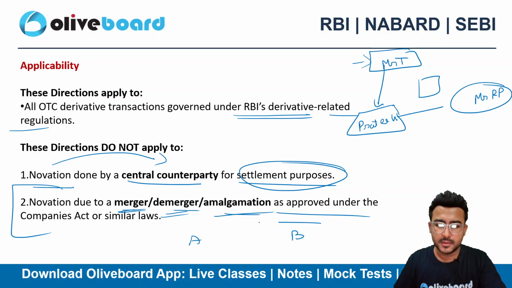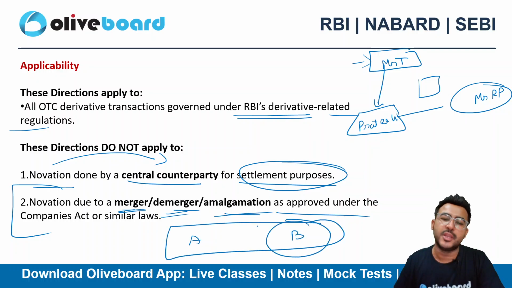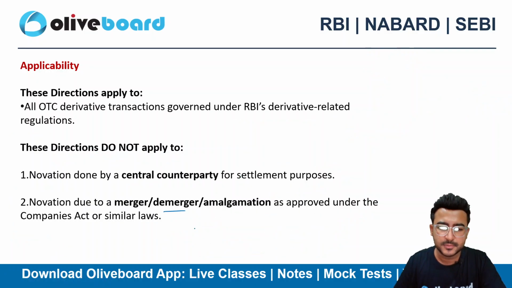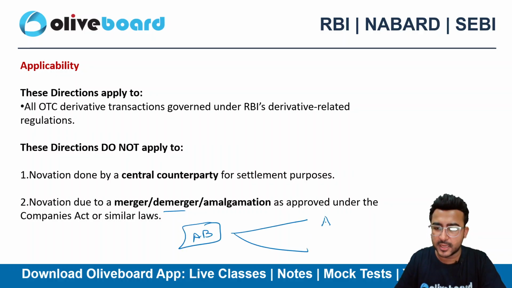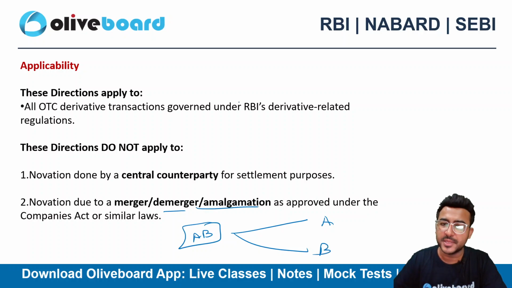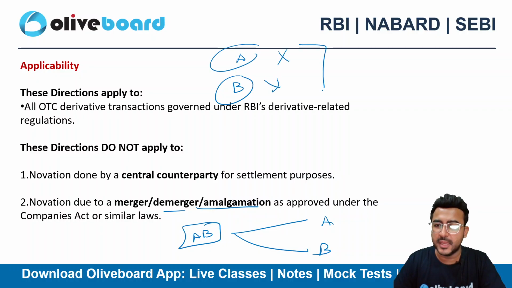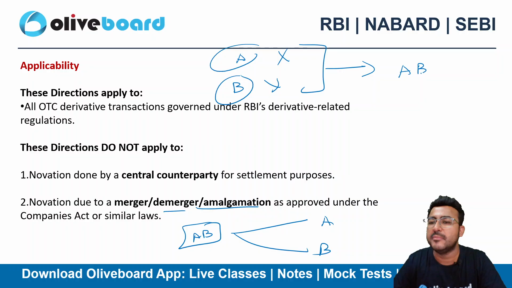ए एंड बी मर्ज हो रहे हैं और बी आगे कंटिन्यू करेंगे, तो ए बी के साथ मर्ज हो गया, this is merger. डीमर्जर, ए एंड बी साथ में काम कर रहे थे, अब डीमर्ज हो गए तो ए अलग काम करेगा, बी अलग काम करेगा. अमालगमेशन, ए और बी दोनों क्लोज हो जाएंगे, दोनों मिलके एक नई कंपनी फॉर्म करेंगे, ए बी लिमिटेड.